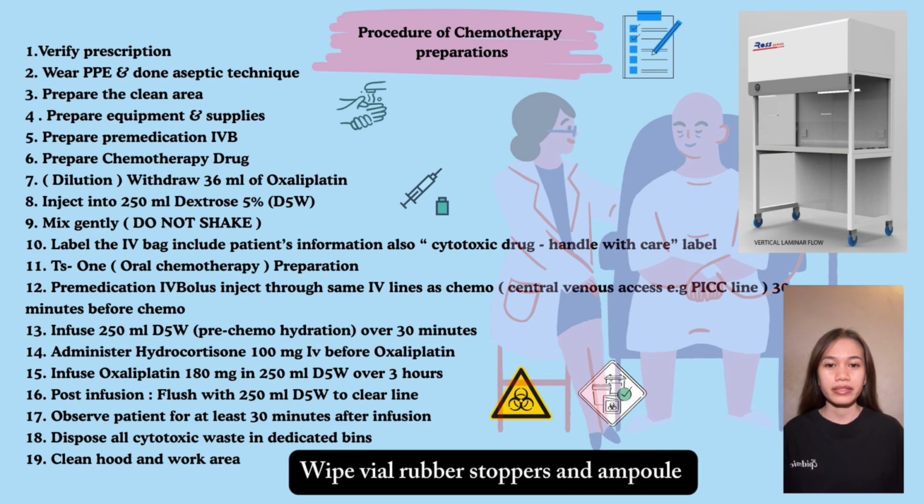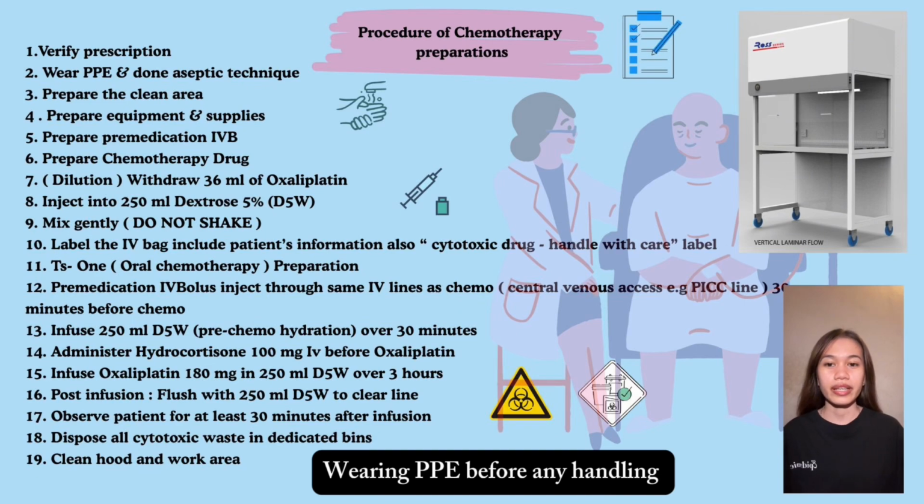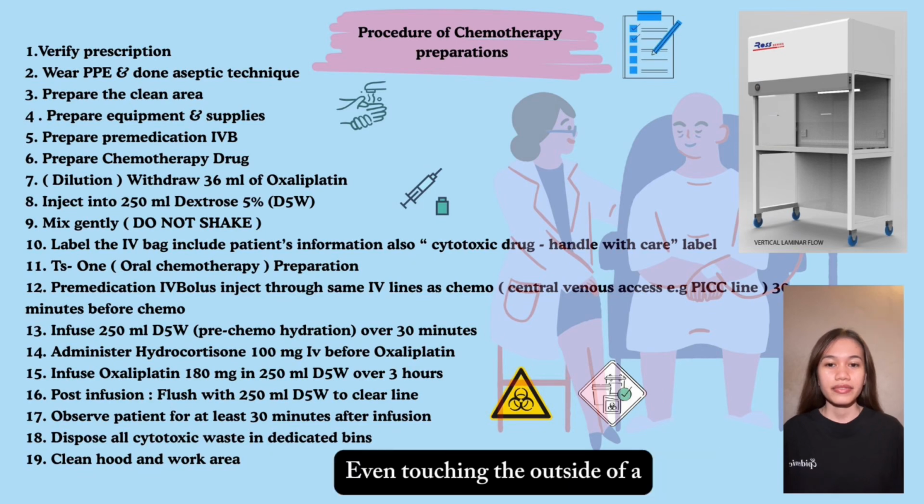Wipe vial rubber stoppers and ampule necks with 70% isopropyl alcohol and allow them to dry. Wear PPE before any handling to ensure safety and aseptic technique are maintained from the start. Chemotherapy drugs are toxic and hazardous. Even touching the outside of a vial or ampule without gloves can expose you to risk.